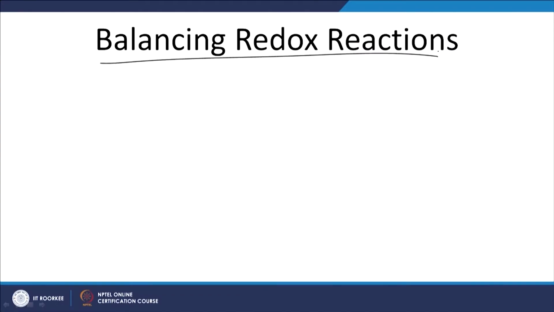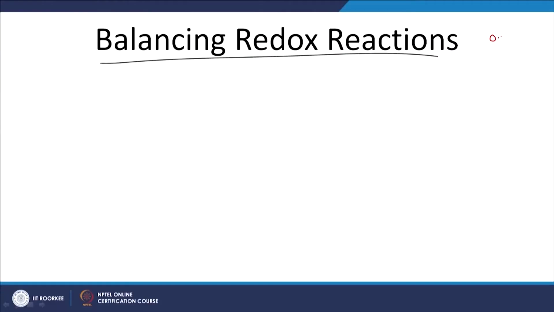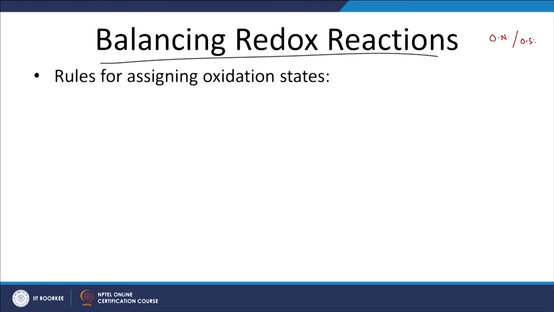So again, we are going to have a few rules to be able to understand this particular situation better. Obviously we are going to talk about balancing redox reactions in great detail later on, but first we need to look at a few particular rules, as in how to calculate the oxidation number or the oxidation state.